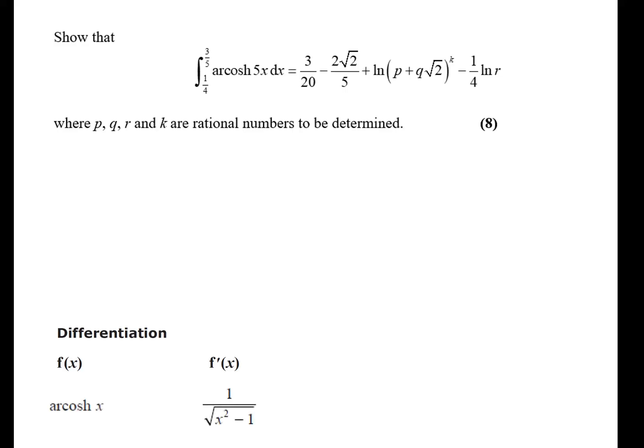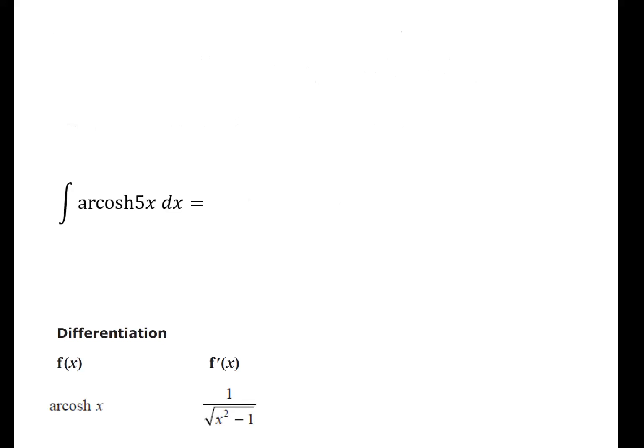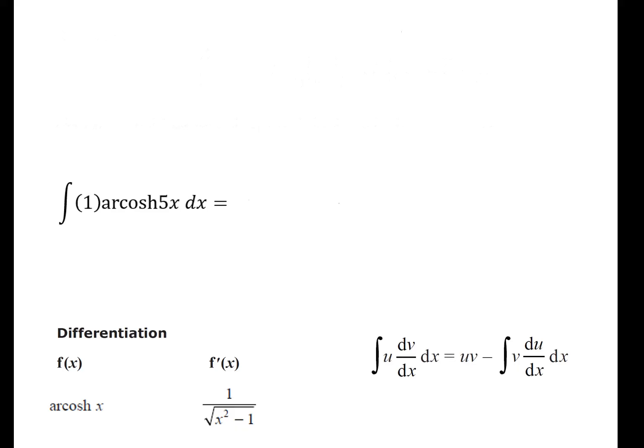So ditch the formula book for the integration section and look at the differentiation section at the end. Yeah, we're going to integrate by differentiating. It tells us what arcosh differentiated is: 1 over the square root of x squared minus 1. And then we're going to do it by parts with the integration by parts formula, by shoving a 1 in there, which is going to be our dv over dx.